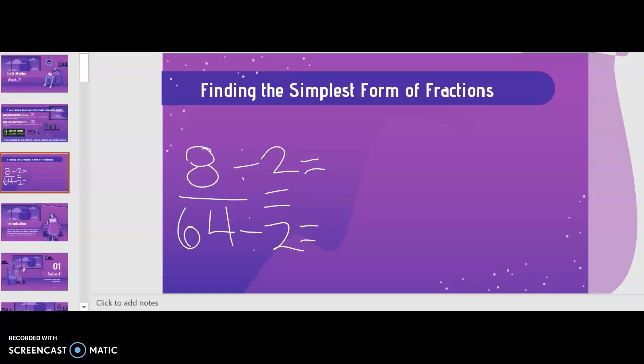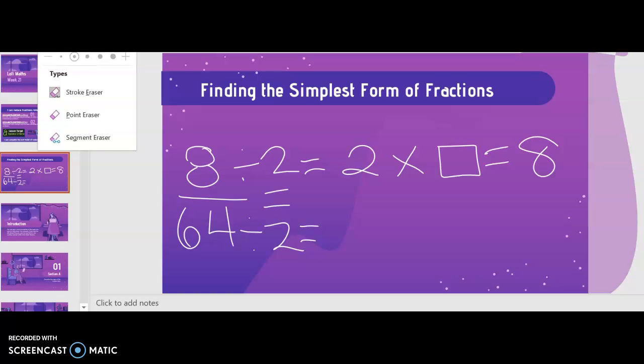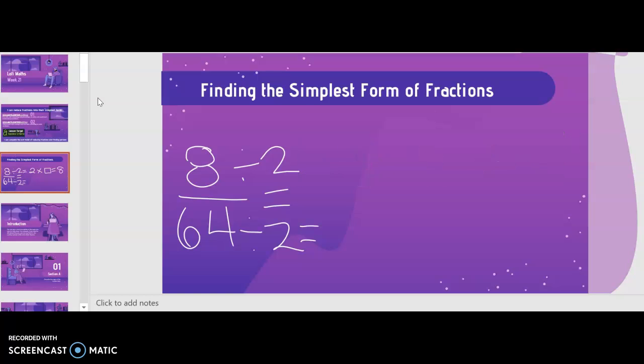Now, I know you are a little uncomfortable with division, but if you can do multiplication, you can do division, because this is the same problem as 2 times something equals 8. If you can do 2 times something equals 8, then you can surely do 8 divided by 2.